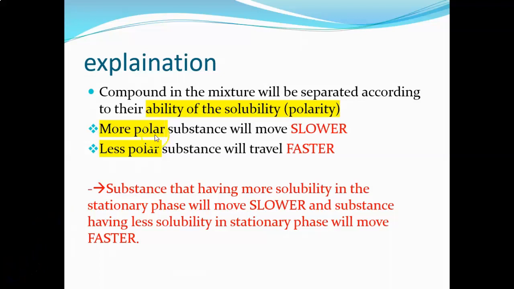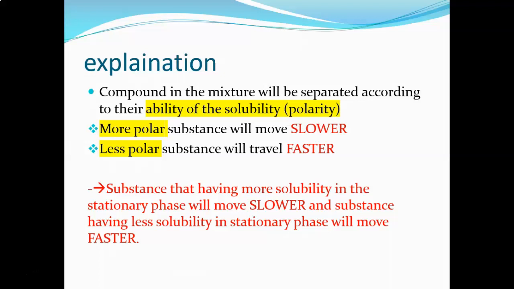Why? Because as I mentioned earlier, the paper strip is polar. So kalau polar dengan polar, dia akan suka sama suka kan? Sebab benda compound yang awak nak separate tu pun polar, and then kertas tu pun polar. Kalau polar dengan polar, dia jadi suka sama suka, dia akan spend masa lama dalam paper tu. Sebab paper tu stationary phase kan, yang bergerak tu adalah compound kan. So dia akan spend masa lama dalam stationary phase, so dia akan bergerak perlahan lah.